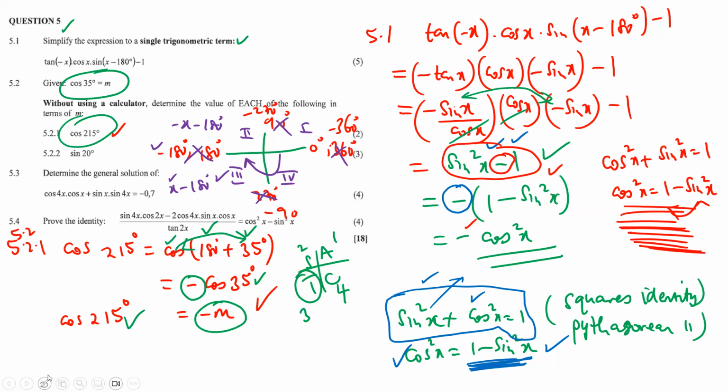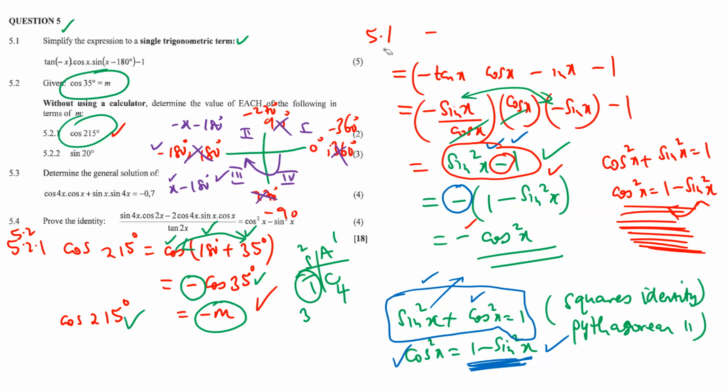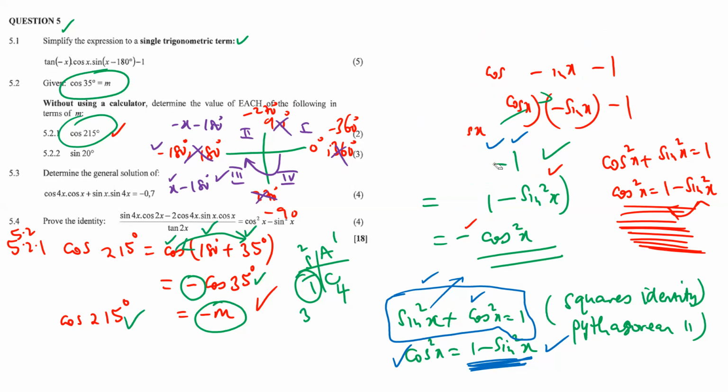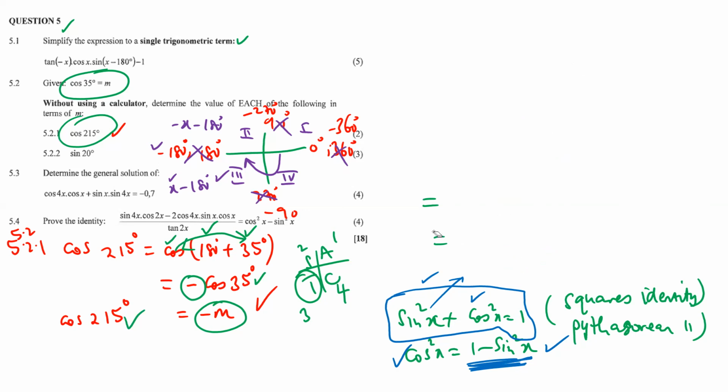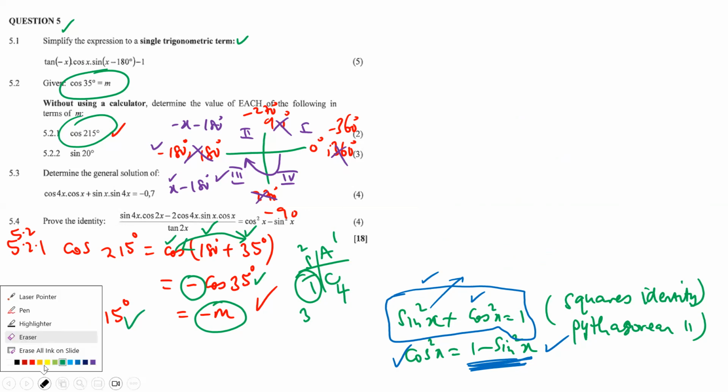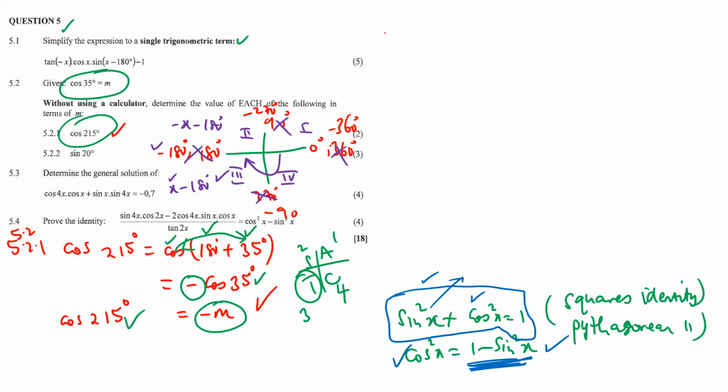There are lots of ways to do 5.2.2, but we're just going to use a method and see what we get. Right, so let's look at this one. 5.2.2.